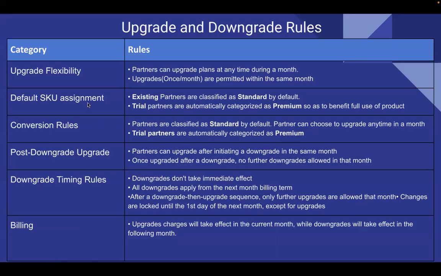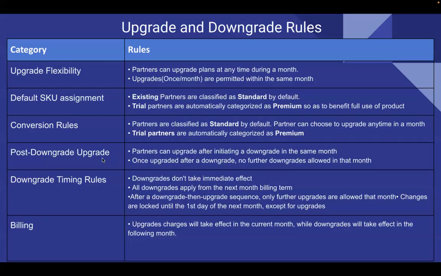Default SKU assignment: existing partners are classified as standard by default, and trial partners will automatically be categorized as premium, because we want all the partners to experience cloud assessments as well in their trial. We want to give them a full-fledged product to experience, and then they can decide whether they want to go for a standard or a premium SKU. Right? Conversion rules are very simple. As I said, partners are classified as standard by default. They can choose to upgrade anytime during the month, and trial partners are automatically categorized as premium.